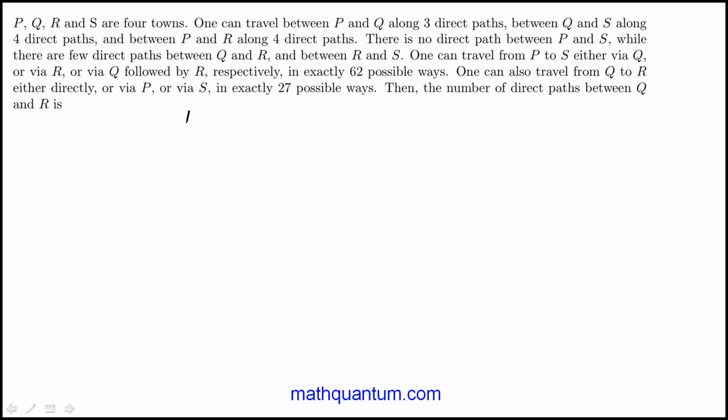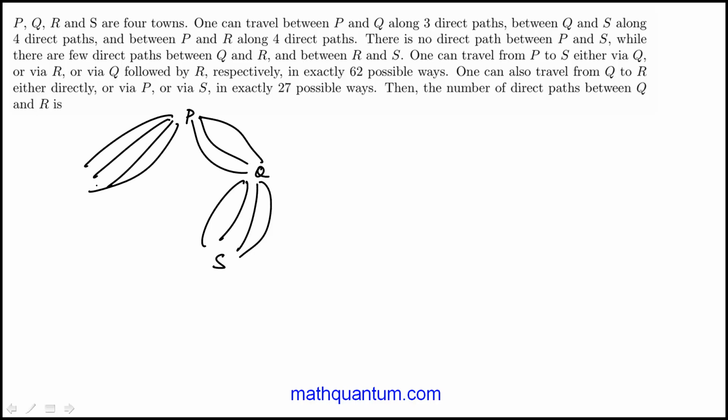So I'll schematically first translate the information. We're told that there are 3 direct paths from P to Q, and between Q and S there are 4: 1, 2, 3, 4. So that's S. And then between P and R, 2, 3, 4. That's R. And there's no direct path between P and S, so there's nothing here, P to S.